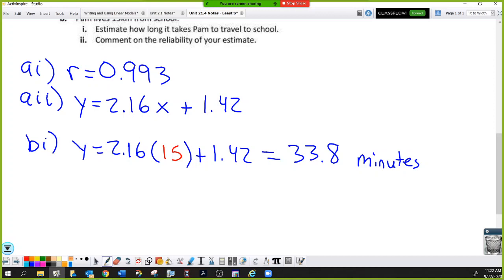So the question says to estimate how long it takes Pam to travel to school. We got 33.8 minutes, and if you were trying to talk about whole minutes, let's say it was one of those questions that was like nearest minute. Basically, if they're asking for whole numbers and they don't specify, they don't say things like the least or the greatest or whatever, you just round to the nearest whole number. So about 34 minutes. So if it said estimate to the nearest minute, about 34 minutes. And if it didn't say it, then you would say 33.8.